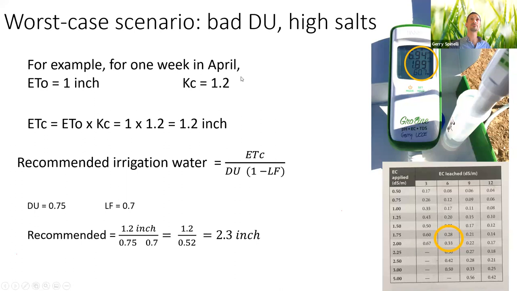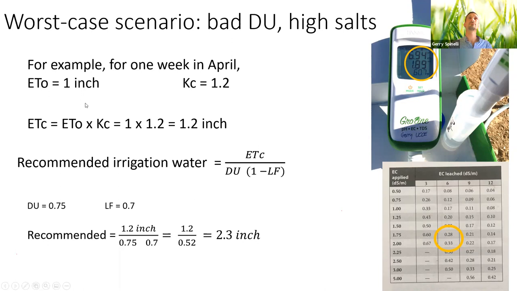Let's say that my distribution uniformity is on the low side because I'm irrigating with sprinklers and I'm doing a bad job. Let's say that my leaching fraction is high because I'm irrigating from the well. Let's say that everything went wrong. How much water would be recommended in that case? And with this purely theoretical exercise, I calculate 2.3 inches, that is close to twice, actually more than twice, my ETO.